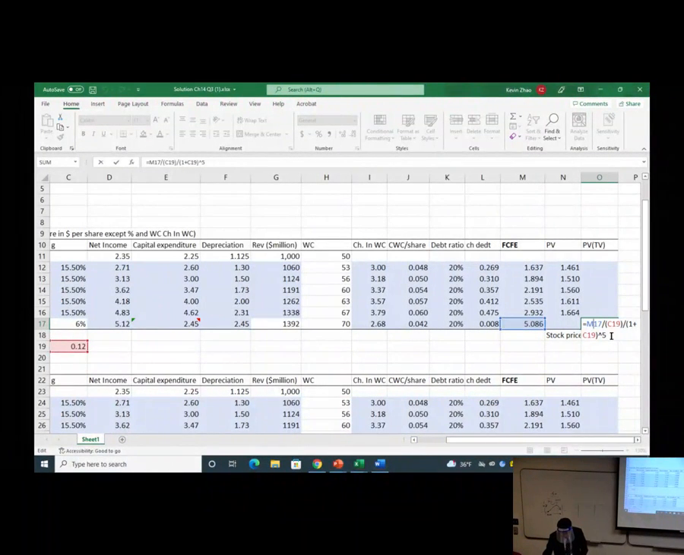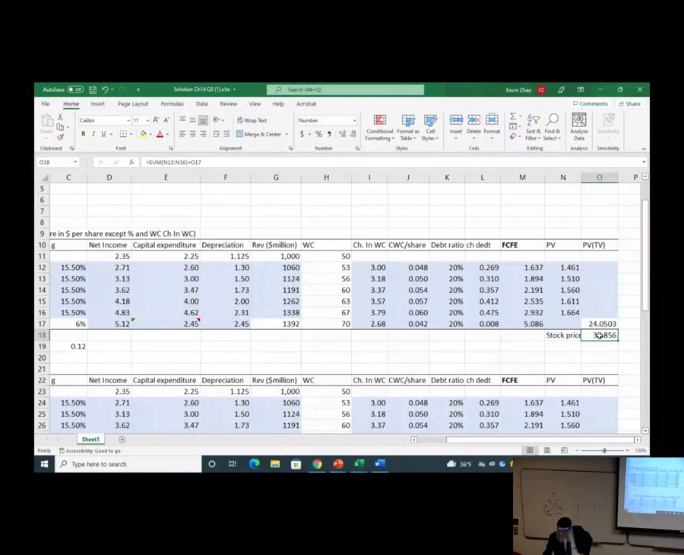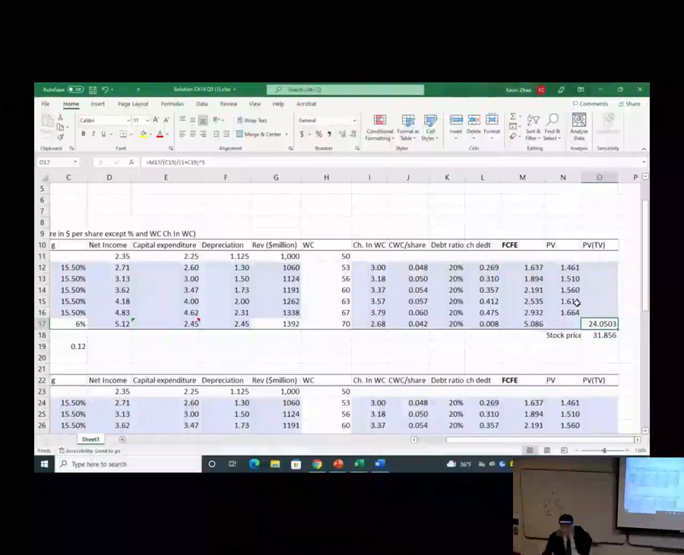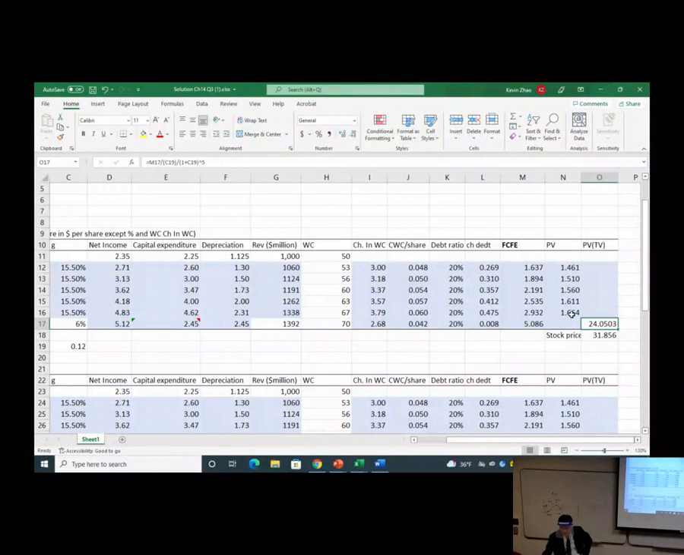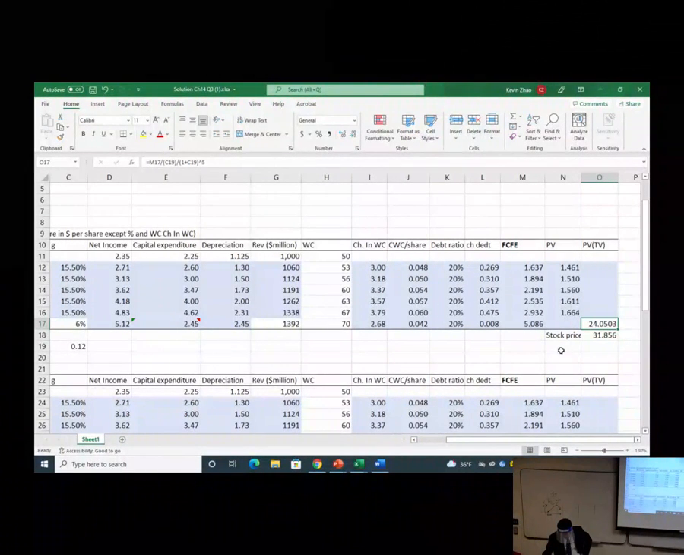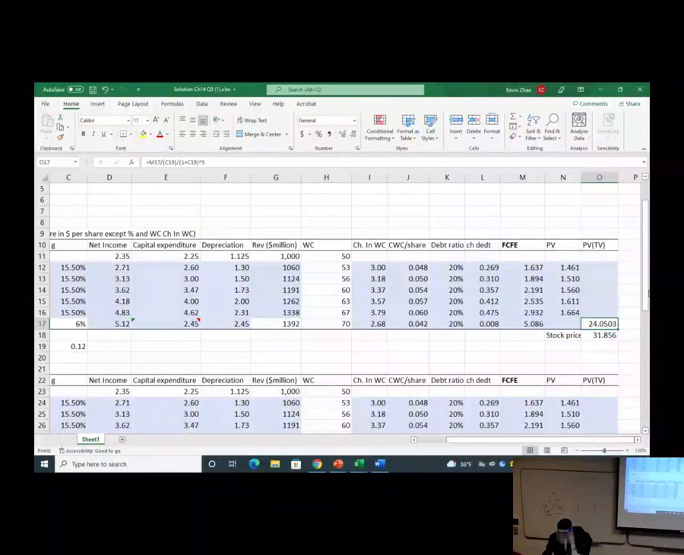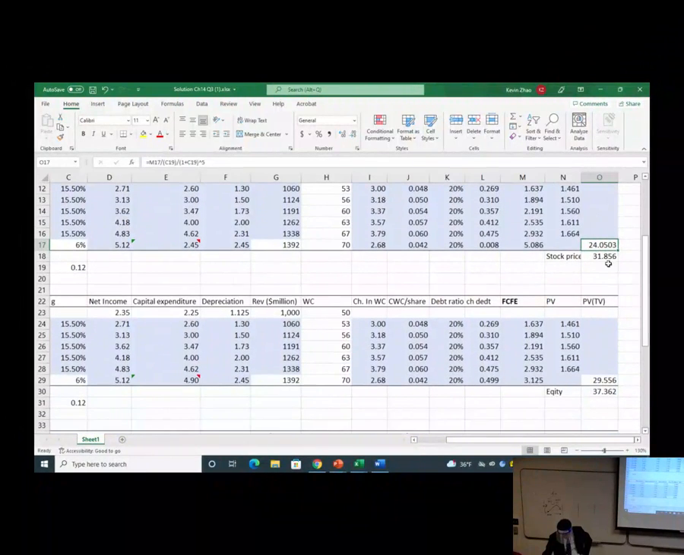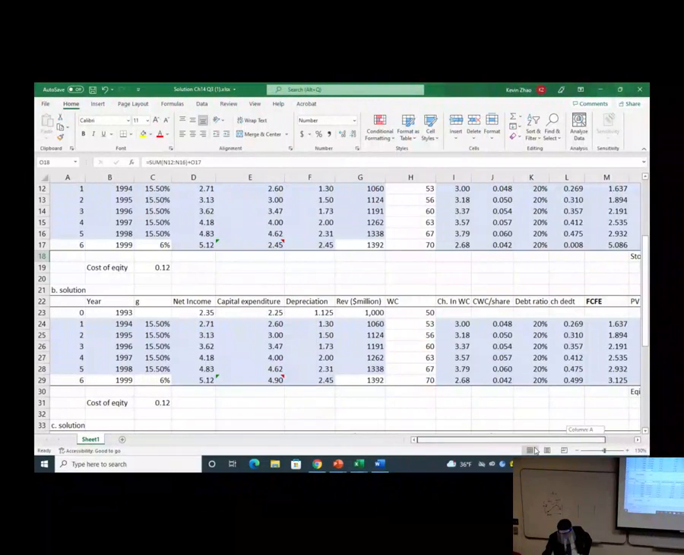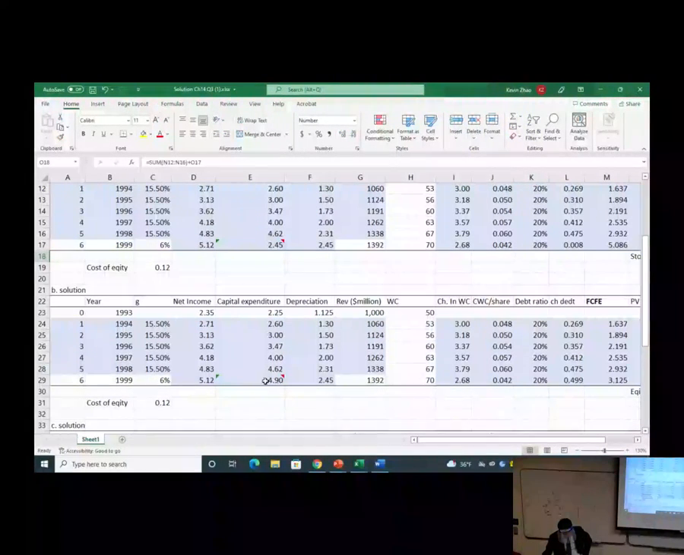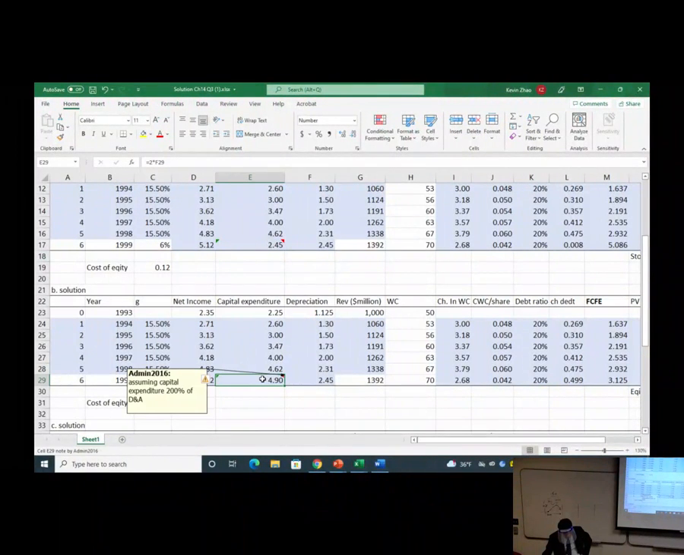And then I get the stock price estimation. Terminal value plus high growth cash flows value. Right, so that answers question 8, $31.85. And then B. And then for B, I assume a different assumption. Capital expenditure is 200% of depreciation and amortization.